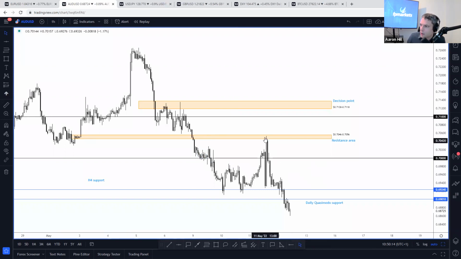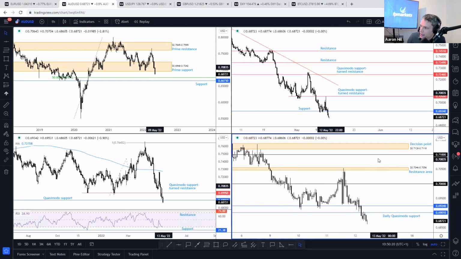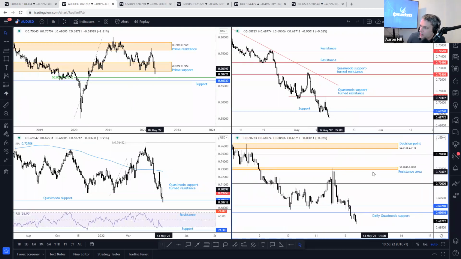And look, we've continued lower. Look at the risk to reward on this. Look, and just to add to this, the H4 resistance, H1 resistance at this area here was also combined with this Quasimodo resistance, support turned resistance on the H4. So look, all the confluence was there. All the ducks were lining up, if you will.